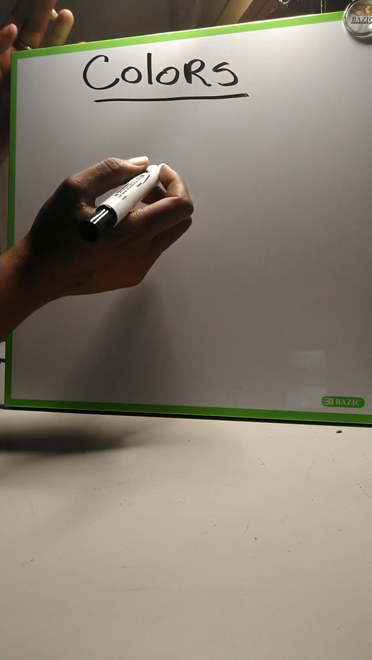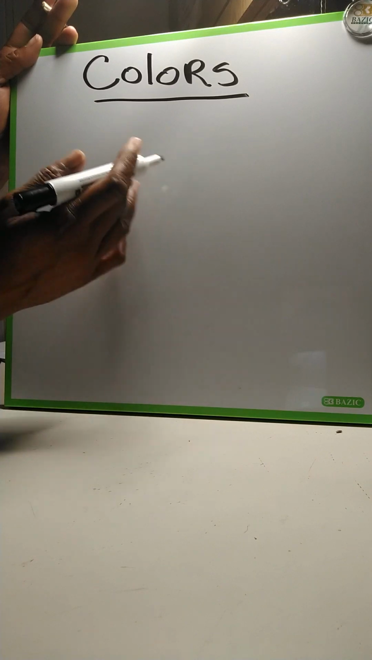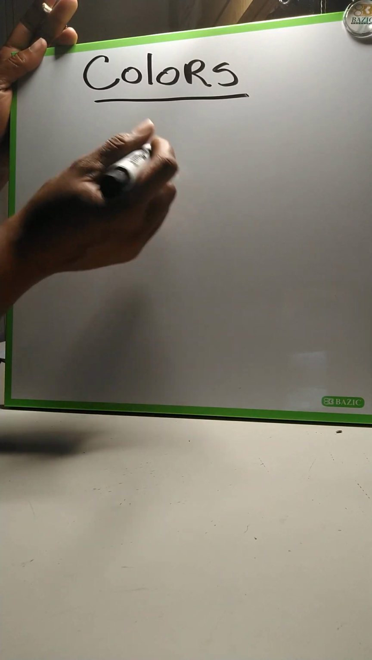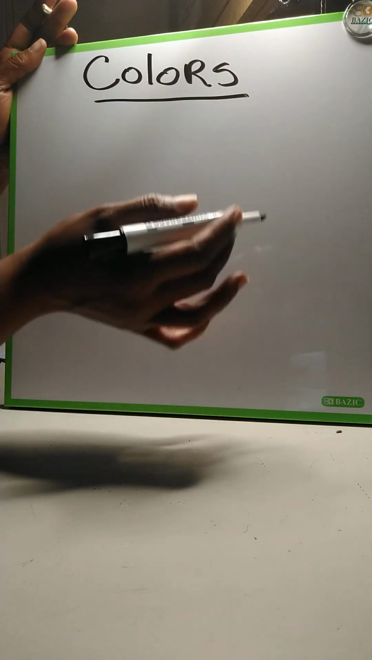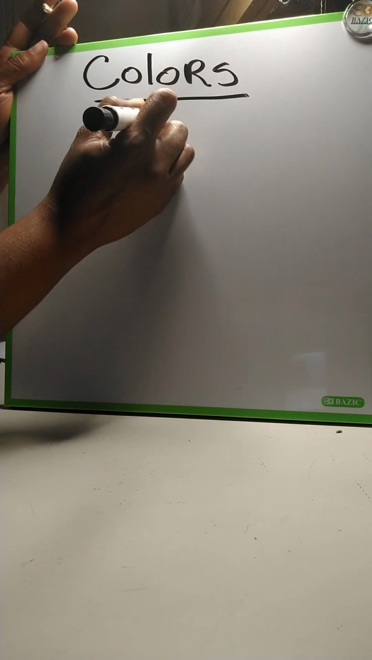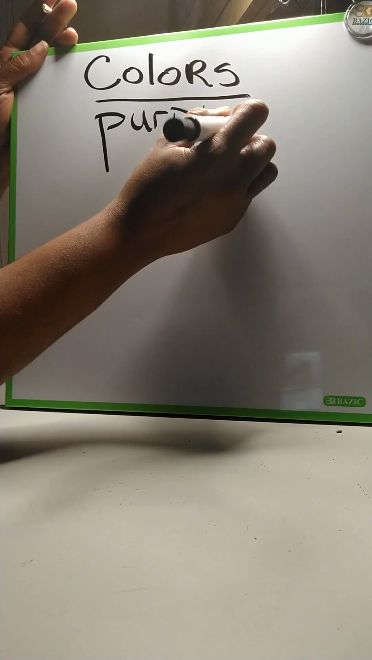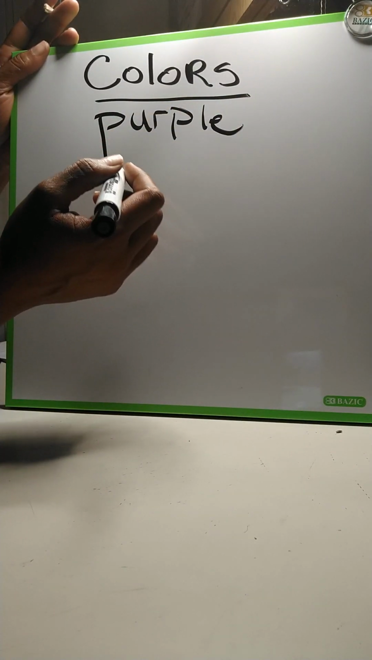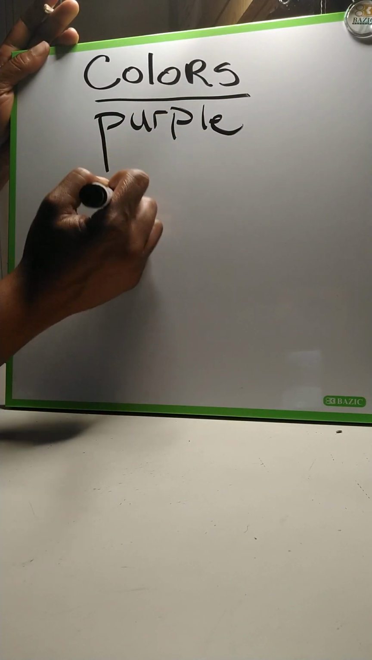So, we finna write what colors we need here, and I'll discuss a little bit why we need them colors. We need purple. I probably spelled that wrong. Sorry. We need red.